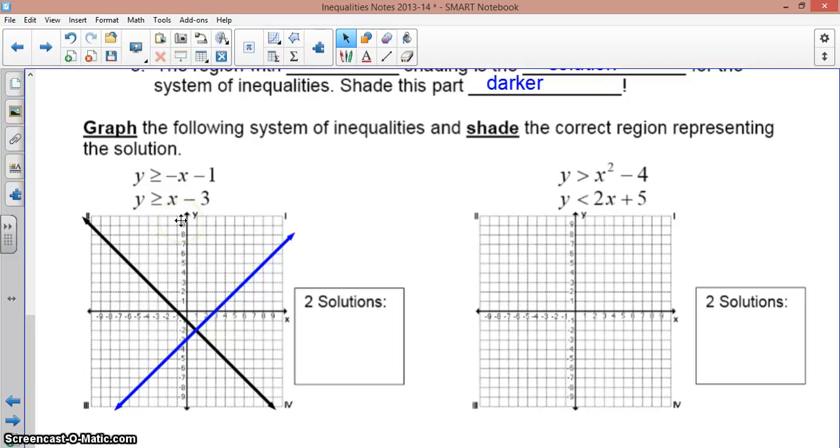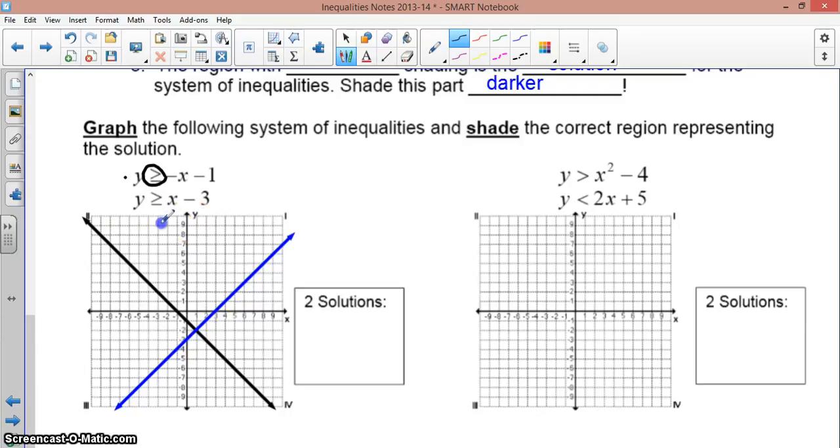So from there, what I'm going to be doing is needing to figure out where the shading goes. So you can do it again the logic way or the test point way. I'm going to try doing the logic way. So in doing the logic way, I'm going to figure out where the shading needs to go for the black line first. So I have a greater than inequality. So if I'm looking at my black line, my greater y values are up here.